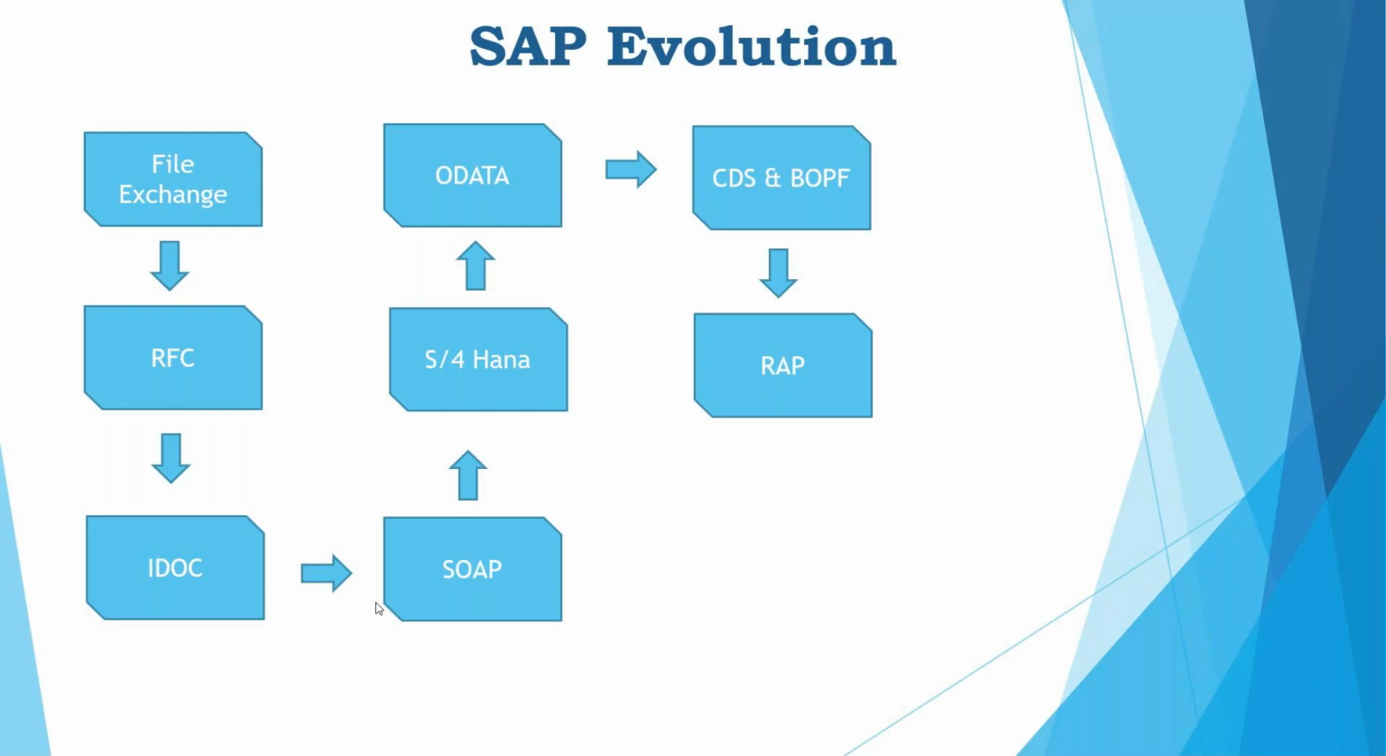The next is called S4 HANA. Of course, this is how the revolution has started. It is the fourth version of ERP provided by SAP, which is based on the HANA in-memory database. It's a big revolution in technology and concept by SAP, and it got released in 2015.